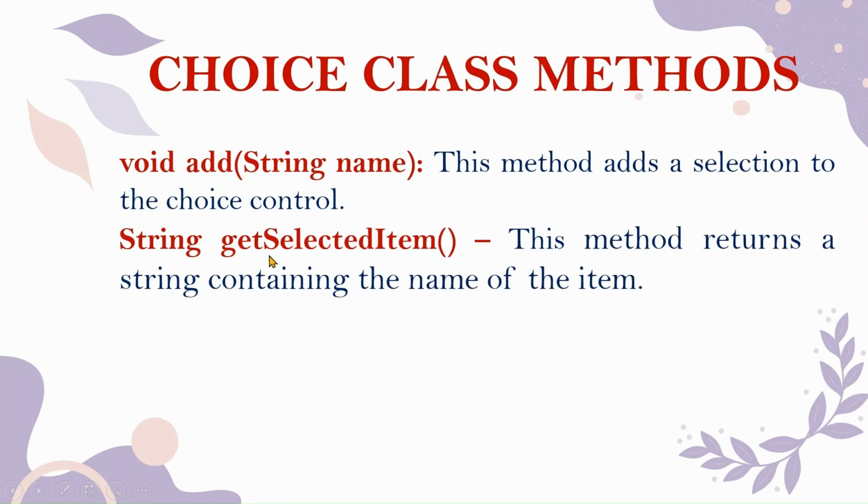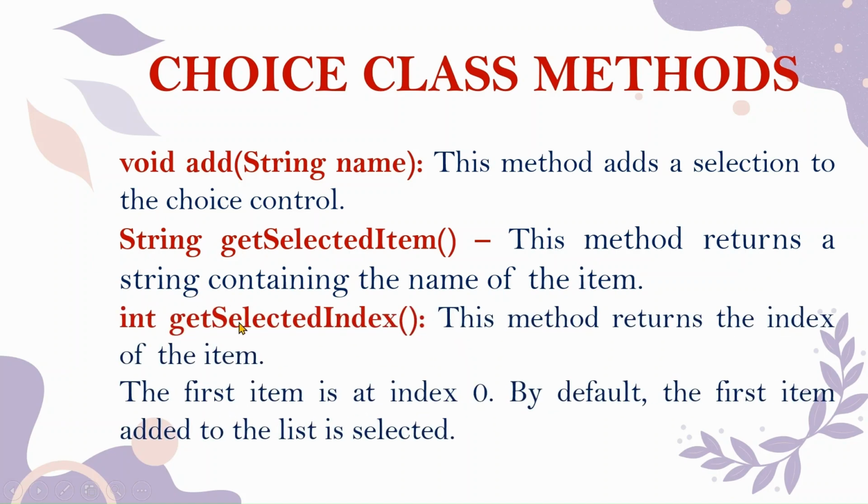Now there is a method called getSelectedItem, which returns a string of whatever you have selected. This method returns a string containing the name of the item. Suppose I select item 1, then item 1 will be returned. If I select item 4, then item 4 will be returned as a string. Another method is getSelectedIndex, which returns an integer, that is the index number. This method returns the index of the item you have selected. So whatever option you select, you can access that particular index number.